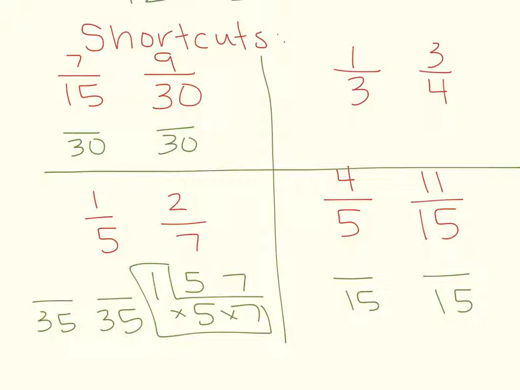3 and 4, nothing in common. Multiply them. 3 times 4 is 12. Common denominator will be 12. Make sure you go back and watch the beginning of this video again if you're not understanding how to do the numerators, the new numerators.